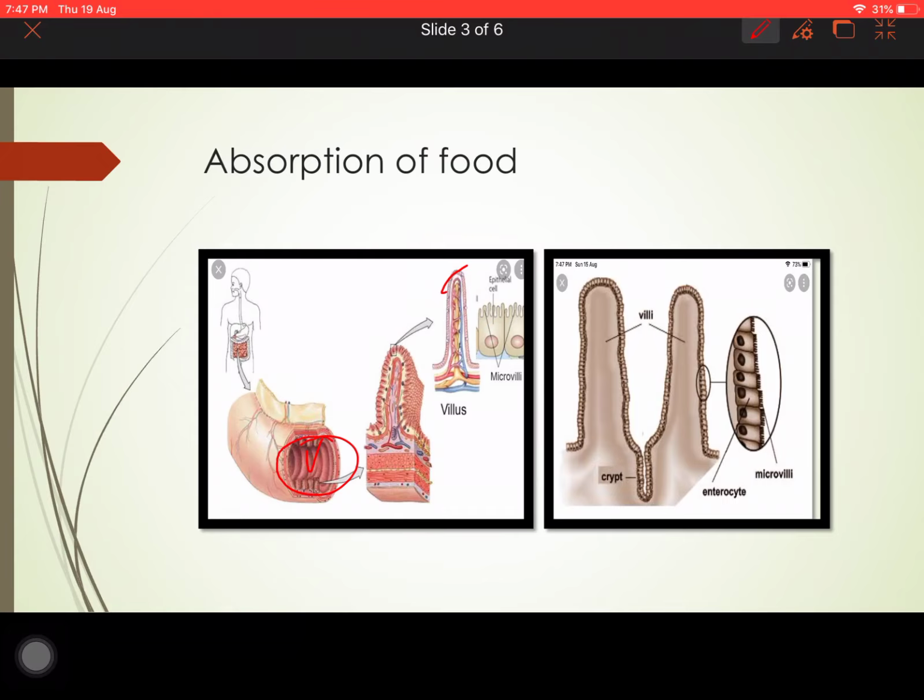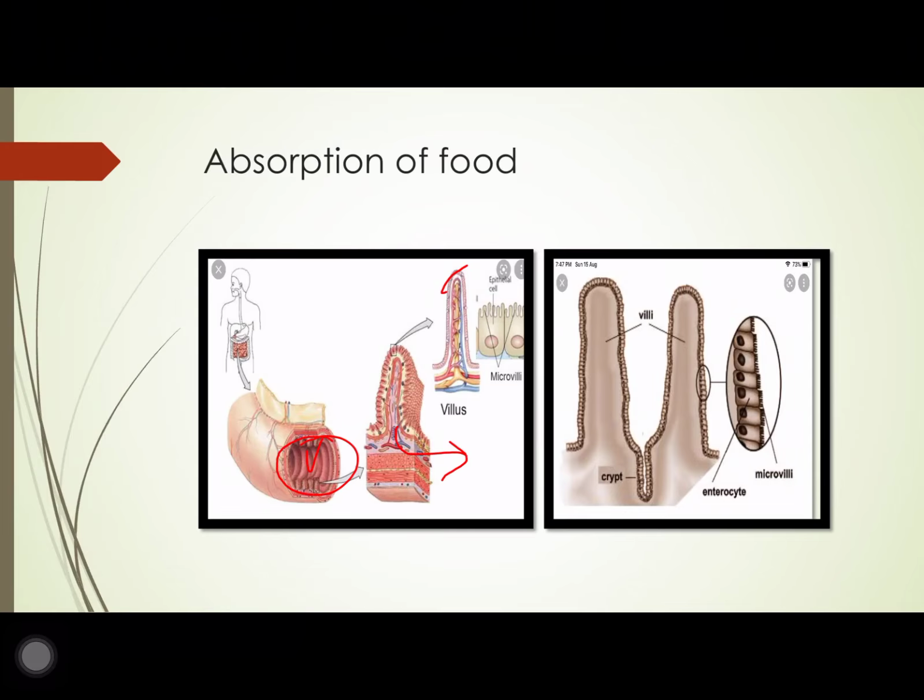Each villus is supplied with a huge number of blood vessels or blood capillaries, and a lymph vessel is also there, which we can call a lacteal. So what is happening here? If we see these small villi under a microscope, we will see that microvilli are present there. Inside these there is a region called the enterocyte, and this part is called the crypt region.